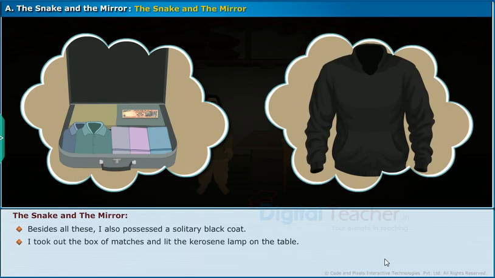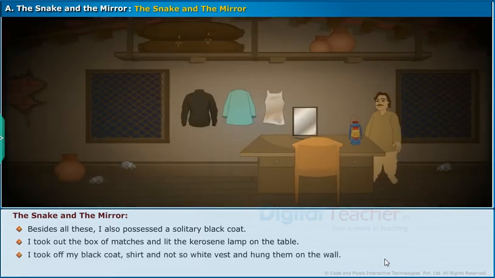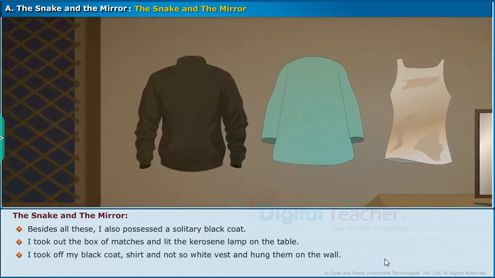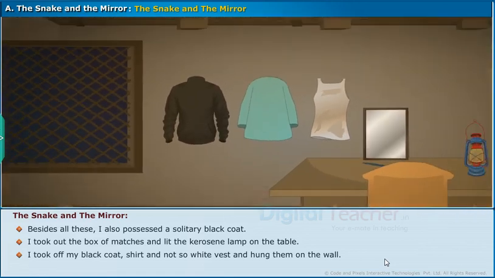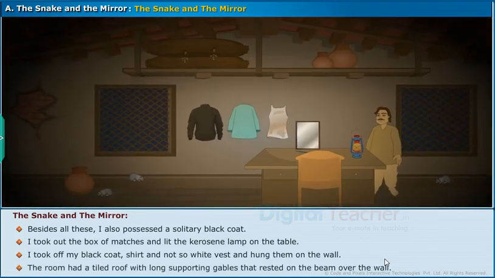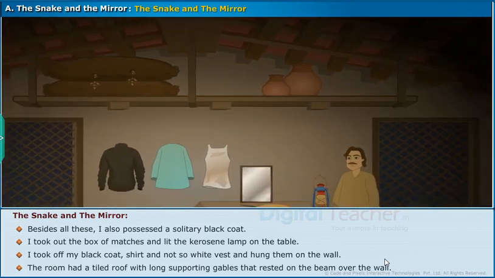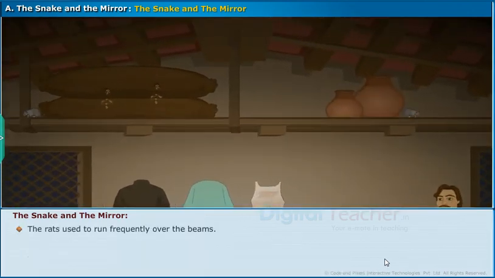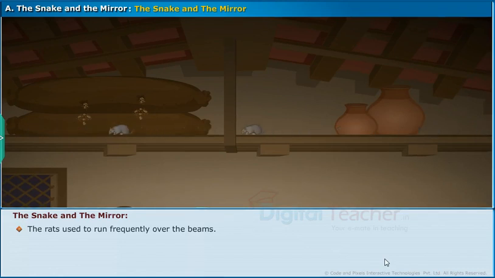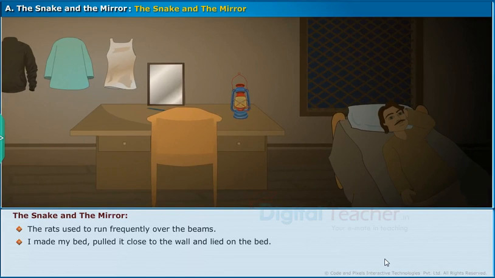I took out the box of matches and lit the kerosene lamp on the table. I took off my black coat, shirt, and not so white vest and hung them on the wall. The room had a tiled roof with long supporting gables that rested on the beam over the wall. The rats used to run frequently over the beams. I made my bed, pulled it close to the wall, and lay on the bed.